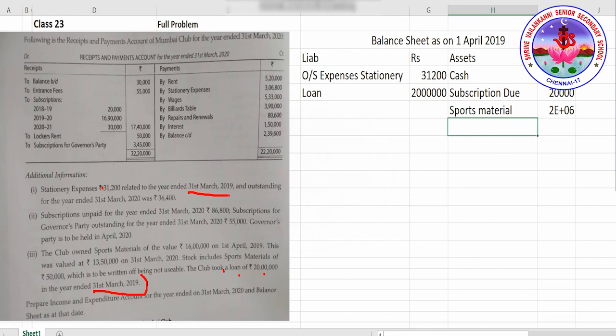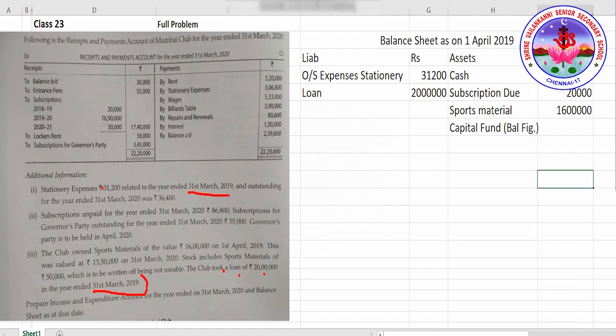Then we have the balancing figure as capital fund. This is the balancing figure. Let me expand it so that it will be clear to you. The total of this side will be 20 lakhs 31,200. Here also 20 lakhs 31,200 minus 16 lakh 50,000. If you do this, I am getting 3 lakh 81,200. This is my opening balance.